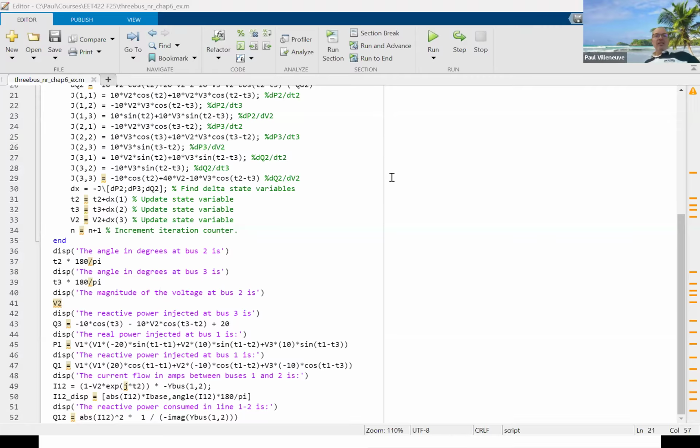And then just for giggles, I actually calculate power flow from bus 1 to bus 2. I calculate it with the line loss, showing the voltage drop, and then I show you what the line loss is. So let's run it. Hopefully no errors.